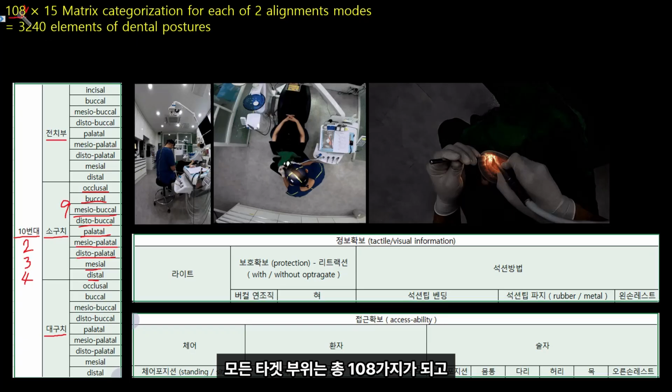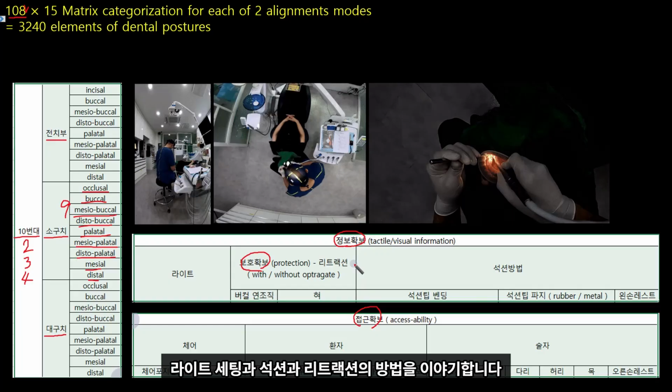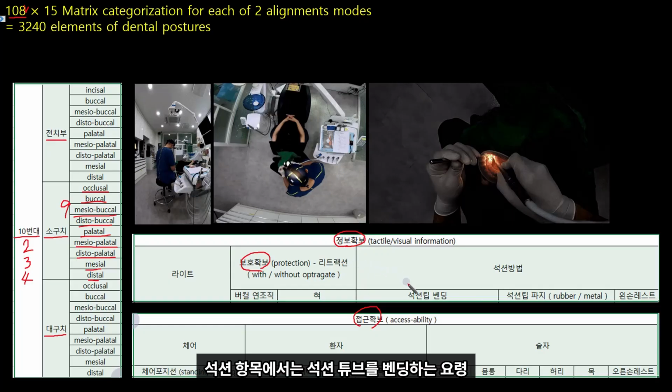We'll individually address posture for each of these 108 cases. In every single instance, it is crucial that we guarantee the acquisition and also the safeguarding of pertinent information. I'll explain the techniques for securing access. Acquiring information means, as previously explained, securing the field of view for procedures, setting the light, and methods of suction and retraction. In the suction section, we'll cover how to bend the suction tube, how to properly hold the suction tip with your left hand, and exactly where to place your left hand's rest.